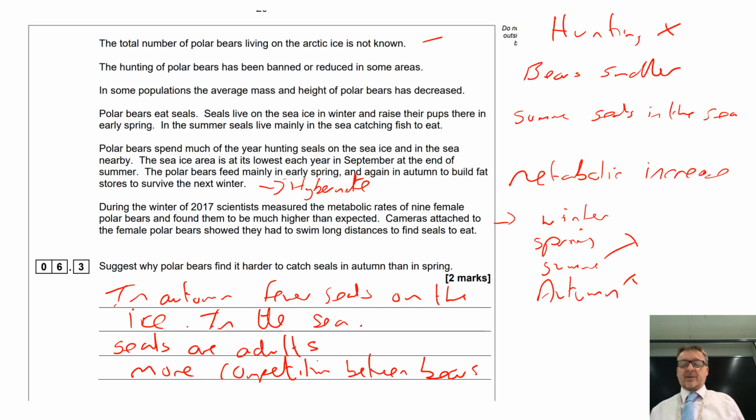Okay, so that's why it's going to be harder. In winter, they're hibernating. In spring, they're coming out, and they're probably eating a lot then because there's plenty of sea ice. In the summer, it starts to decrease. In autumn, almost all the sea ice is gone, or lots of it is gone. So all the seals are in the sea, and they're obviously going to be a lot harder to catch in the sea. Also, seals are then adults. They've grown up. They're not those white, fluffy things that you see anymore, right? They're proper seals that are going to be harder to catch. And therefore, there's also going to be more competition.